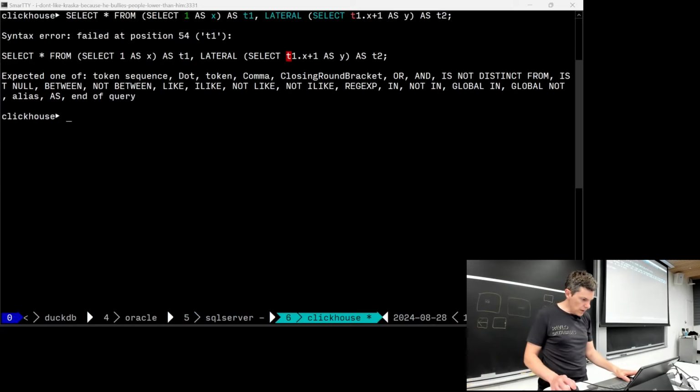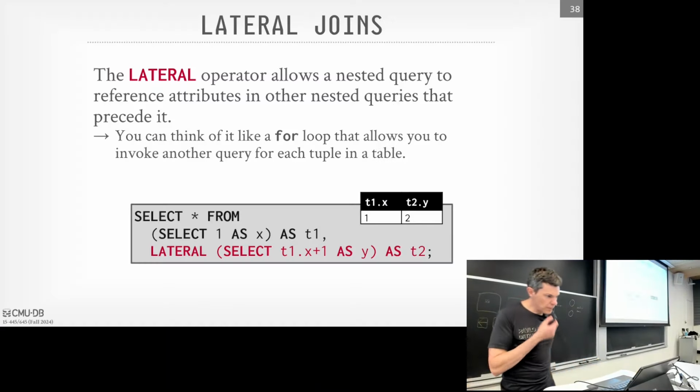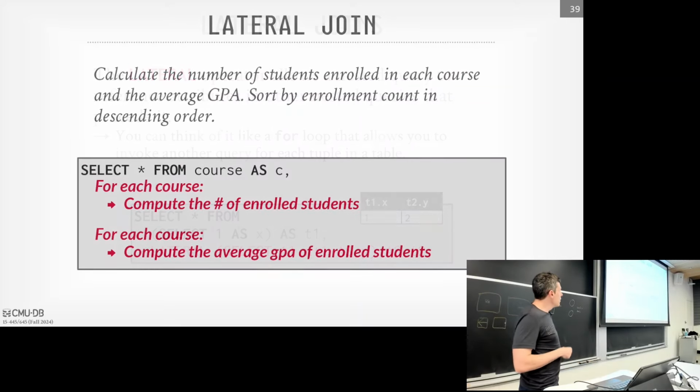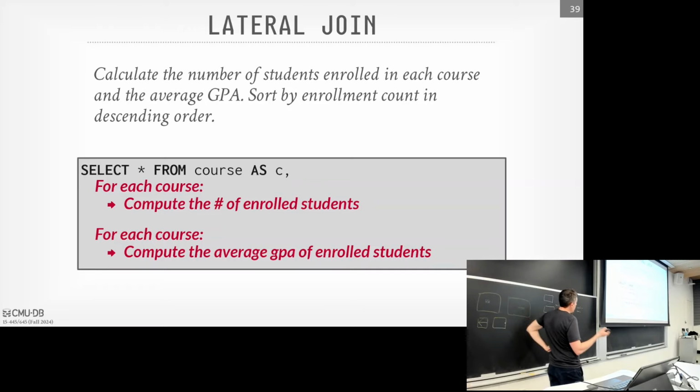OK, so let's see a more complicated example. Say now I want to compute the number of students enrolled in each course and the average GPA for them. And then I want to sort them by the enrollment count in ascending order. So I want to get all the students in each course, get their average GPA, and then rank that listing by the number of students that are enrolled in that class, to know if the class has a lot of people or not.